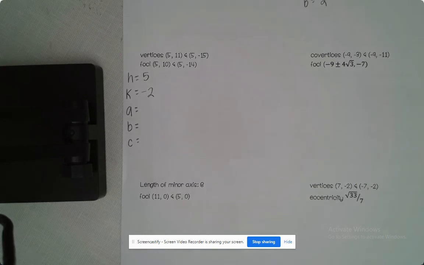B, you can't get B. Why can't you get B? Because you don't have the length of any axis or the co-vertices. You don't have your co-vertices. So you can't get B.